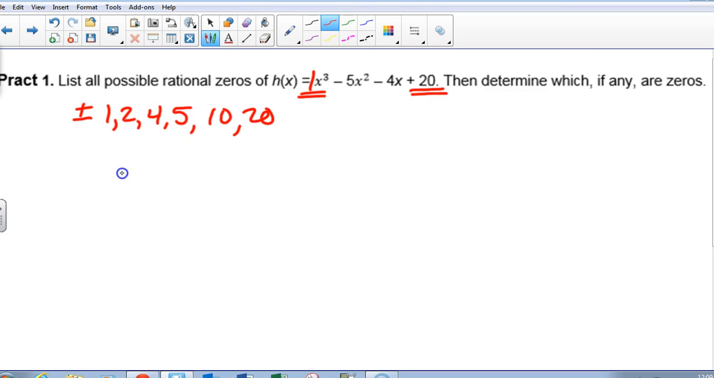Okay. It says then determine which, if any, are zeros. Back in the day, I would have had to plug those numbers in, or I would have had to do synthetic division to find if a remainder is 0. What's the most efficient way for you to do this? Graph it. Graph it.